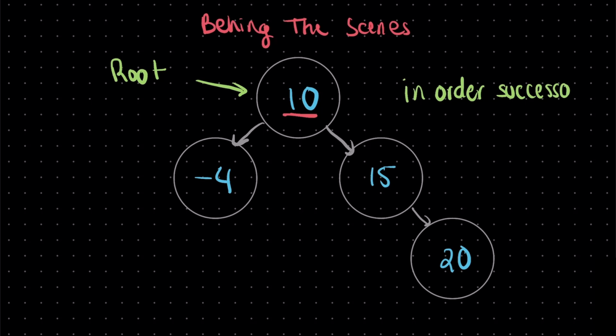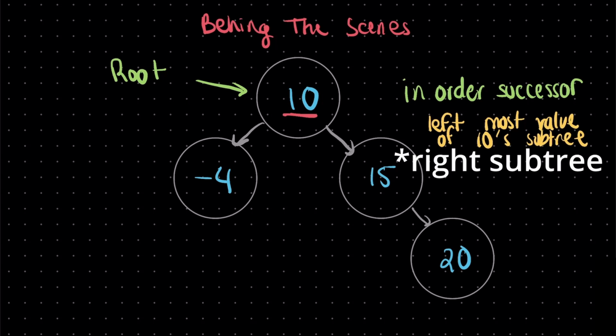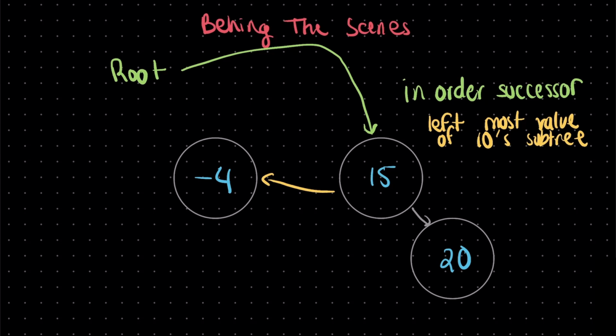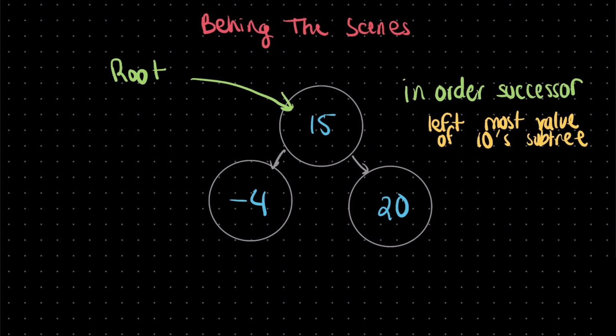In other terms, we take the leftmost value of the right subtree of 10. So we go to 15, which is the right subtree of 10. And then we realize that 15 has nothing to the left of it, meaning that it is the smallest value in 10's right subtree. Therefore, we replace 10 with 15, and then point 15's left child to negative 4, and right child to 20.